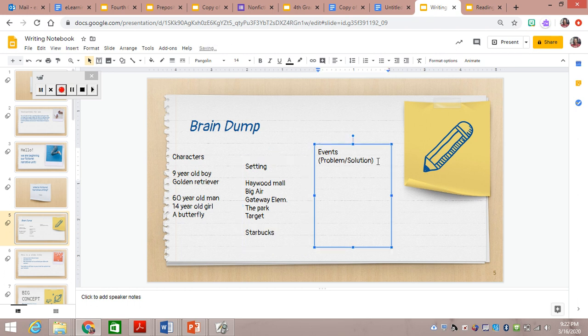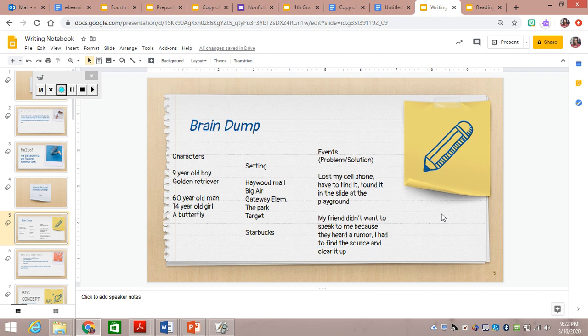And then finally the events, problem, and solution. It could be anything. I can put lost my cell phone, have to find it, found it in the slide at the playground. Okay, I could say my friend didn't want to speak to me because they heard a rumor. I had to find the source and clear it up.